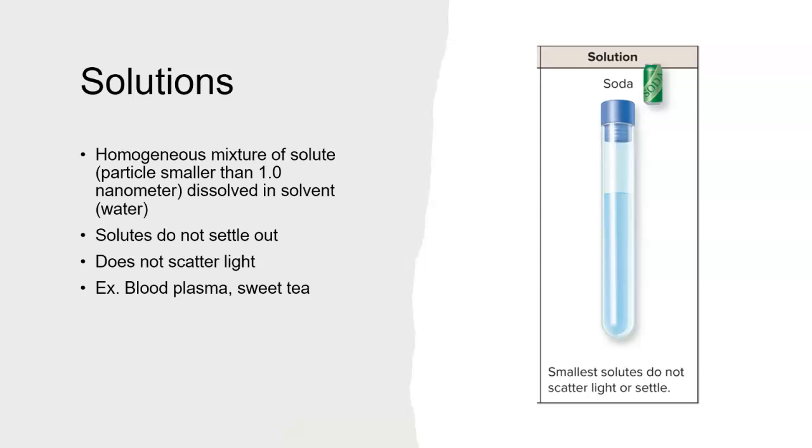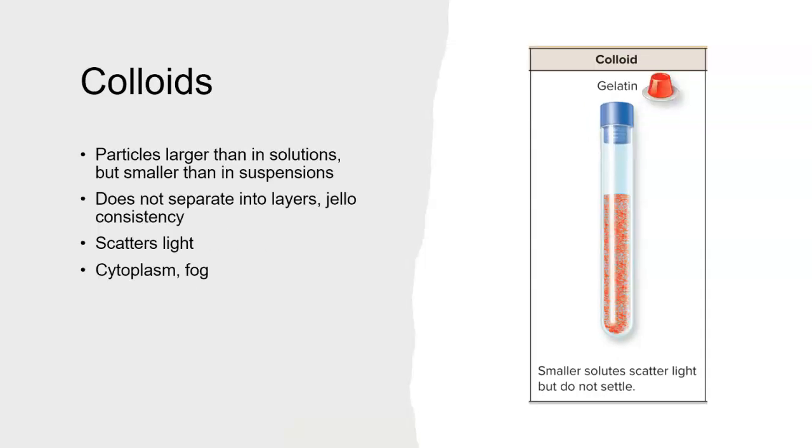The solutes in a solution are not visible to the naked eye. They don't scatter light. Think about how your headlights do when you're shining into fog. That's scattering. And the solutes don't settle out of the solution if the solution is not in motion. So blood plasma is a good example of a body solution because there's salts, glucose, acids and bicarbs and all other things floating around in there.